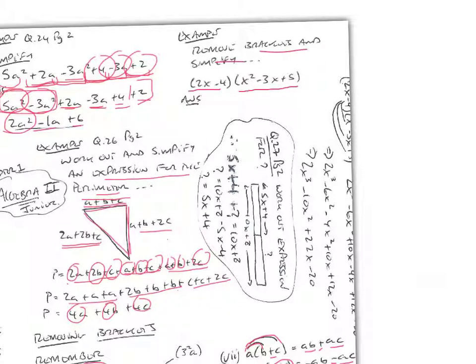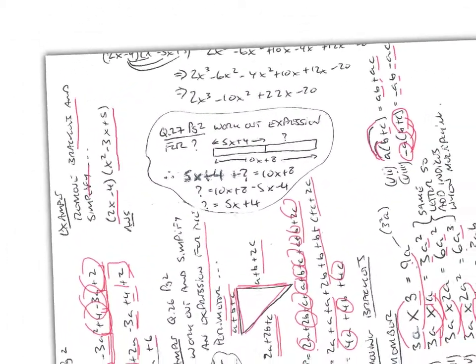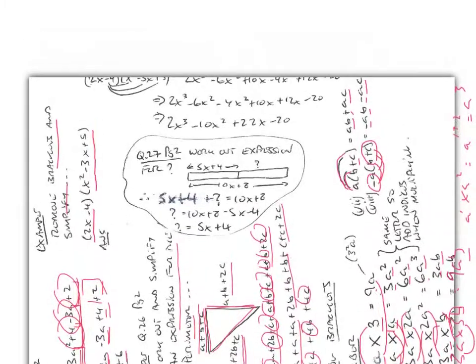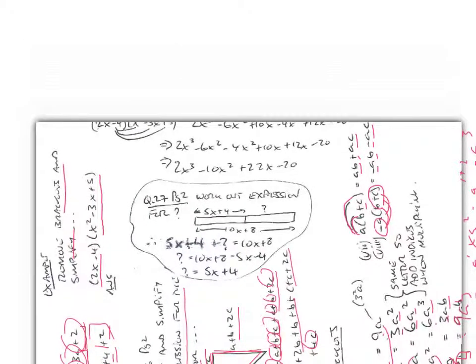Okay, so we'll just turn this over like this. It hasn't come out too well there, but let's remind ourselves what's written there. It's 2x minus 4 multiplied by x squared minus 3x plus 5.